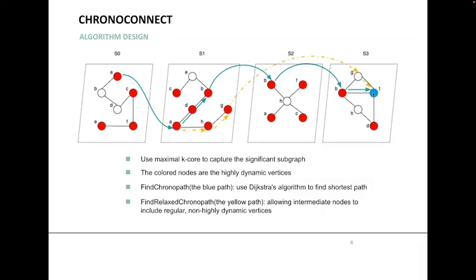Considering that it may be too restrictive to find a chrono path this way, we find a relaxed chrono path, which includes regular or non-highly dynamic vertices, like the G node in the yellow path. And then there is the frequency-based path summarization to discover frequently occurring subpaths.